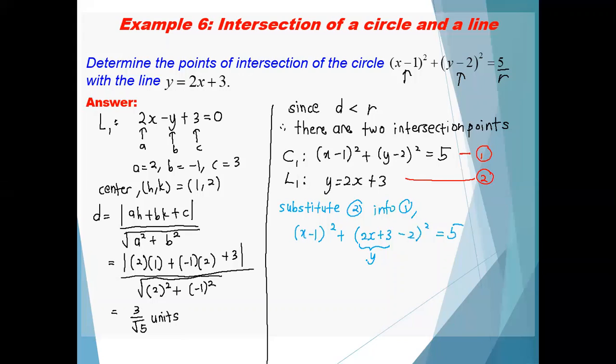Okay, so what do we do? We expand. So this one is x squared. So 1 times negative 1 times 2, so it is negative 2x. Negative 1 squared is plus 1. So plus.